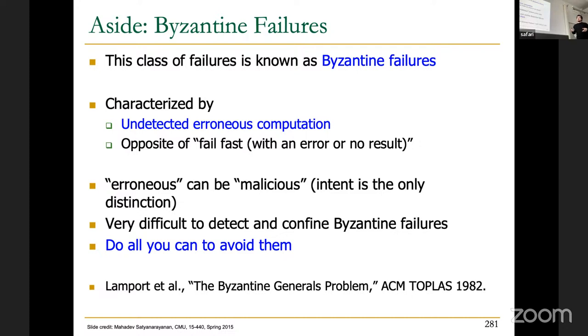This class of failures is known as Byzantine failures, I think. And these errors are undetected. So undetected erroneous computation happens. And it's the opposite of fail fast. Basically, that's what you want from a system that fails: you want to be able to understand that it has failed. But for RowHammer, that's not the case. Your errors will be undetected, and you want to do all you can to avoid them.